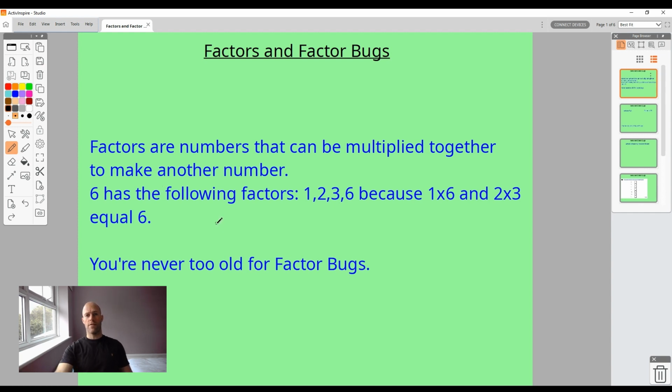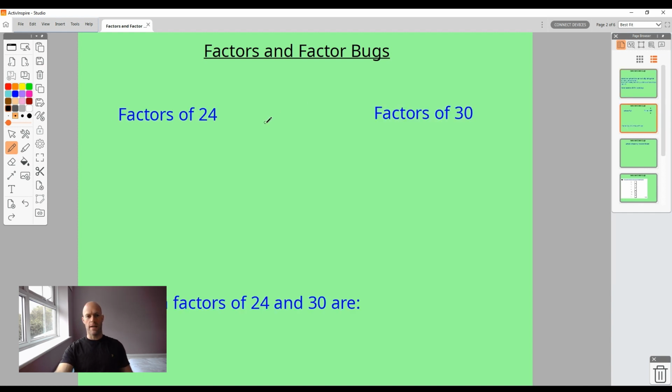You're also never too old for factor bugs, and I still think they're the best way to represent what a factor is. I'll show you now what they are. You're never too old for a factor bug. So, factors of 24. Let's get on with it.